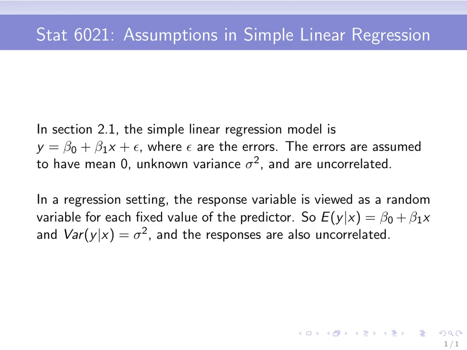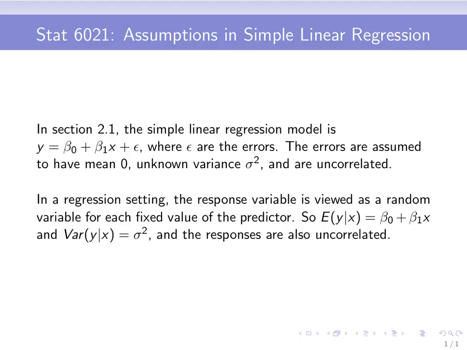In a regression setting, how we usually view the model is that the response variable y is the random variable. That means that's the one where we are not sure what the value is, and we're viewing it as a random variable for each fixed value of the predictor. So typically we'll write the expected value of the y variable for a specific value of the x variable is equal to the intercept plus the slope times the predictor, and the variance of your response for a specific value of the predictor is equal to sigma square. And the responses are also uncorrelated as a result.